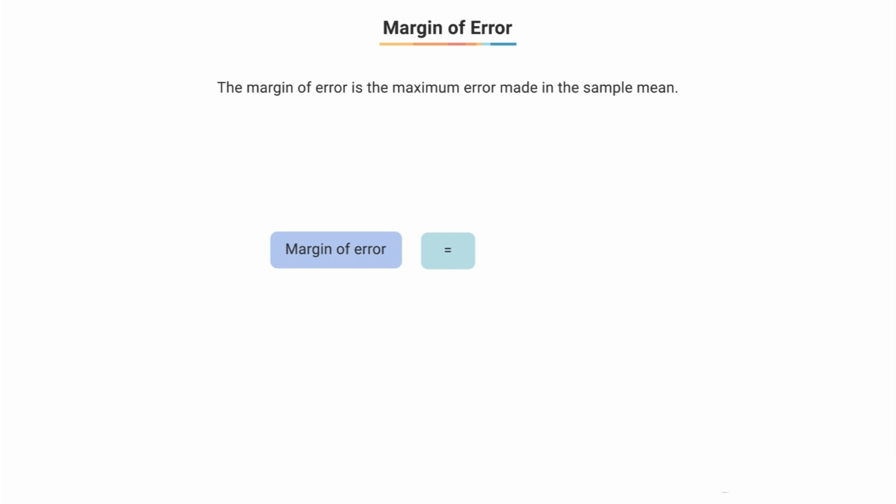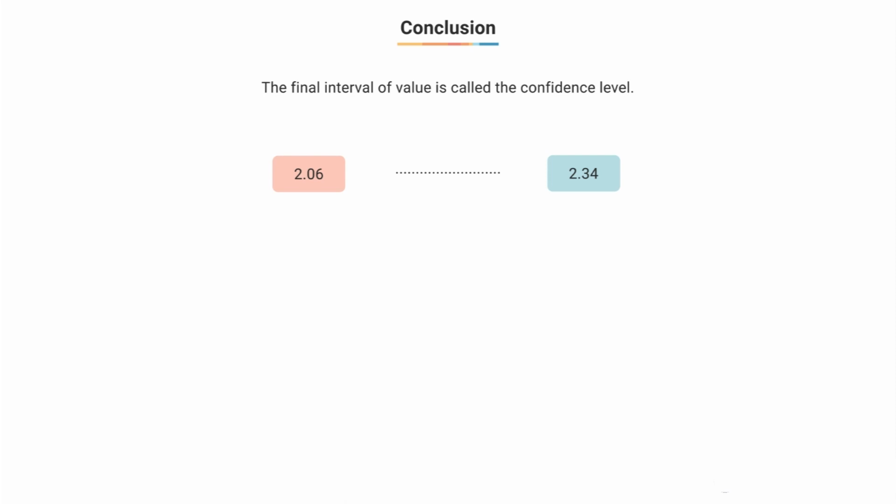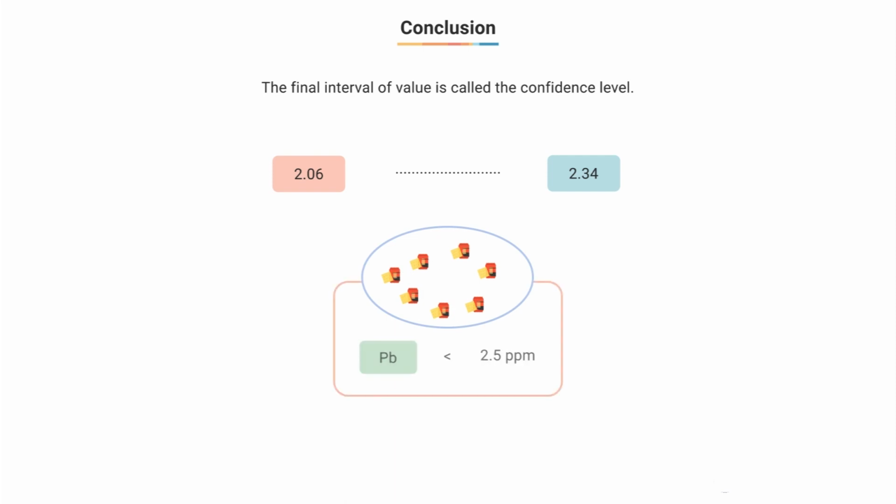In this case, margin of error is 0.07 into 2, which is 0.14. And finally, the final interval of values that you get is called the confidence interval. In this case, our confidence interval is 2.06 to 2.34. From the upper bound of the confidence interval, that is 2.34, we can conclude that the noodles that are being manufactured on average do not contain higher than the accepted threshold of lead, which is 2.5 ppm. And we did all of this using just a sample of few noodle packets, which is amazing, right?